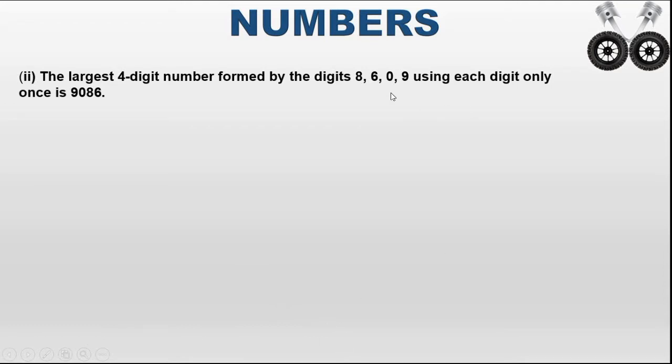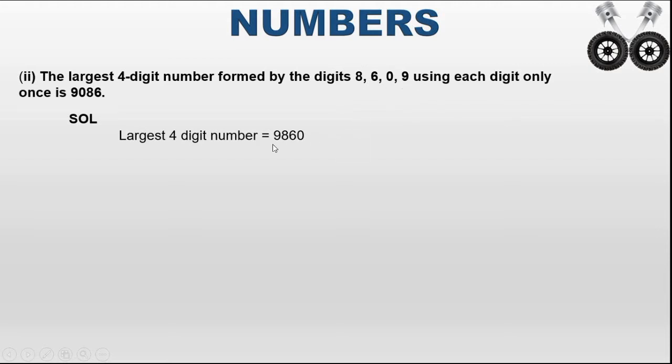By using the digits 8, 6, 0, 9, one condition is given: we have to use each digit only once at a time. So how can I form the largest 4-digit number? First I have to write the biggest number first. So which is the biggest number here?